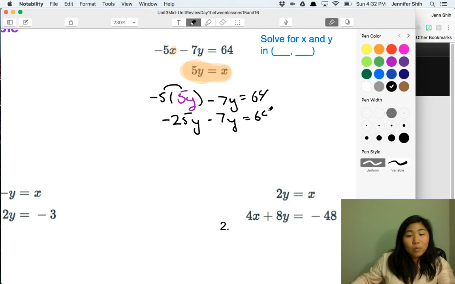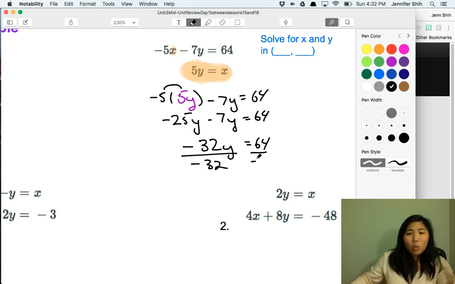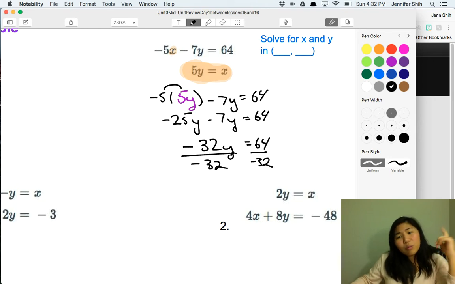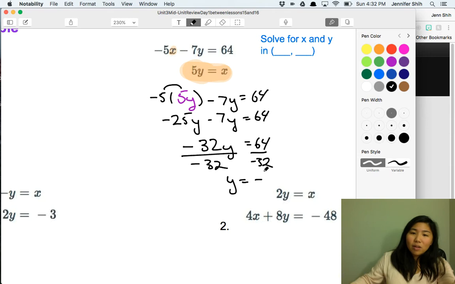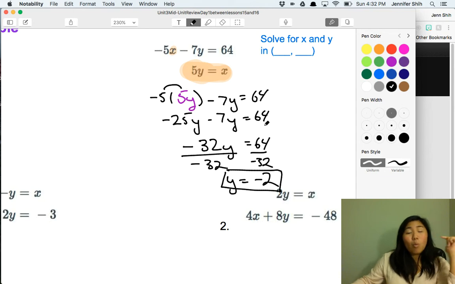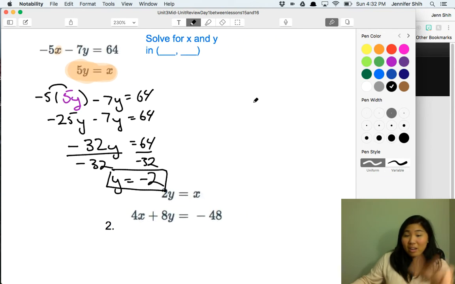Equals 64. And then negative 25 minus 7 is going to be another negative, and it's going to be 32y equals 64. Then I'm going to divide by 32. My last step, when you solve equations, probably is going to be to divide. A positive number divided by a negative number is going to be a negative number. So here's part of my answer: my y value is going to be negative 2.